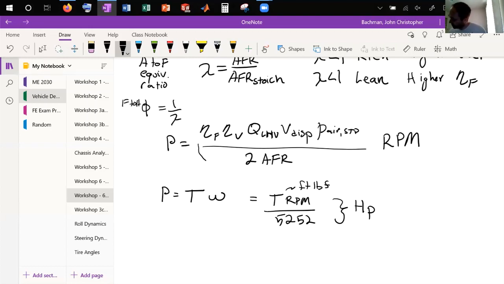So you can see this term, right? This term looks like your torque term. So this stuff can also be related to your torque to some extent.